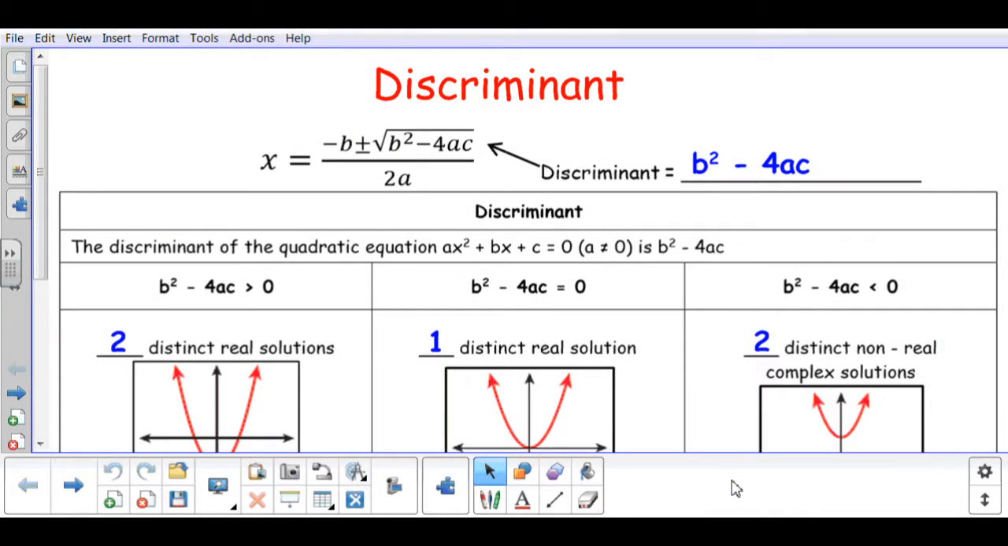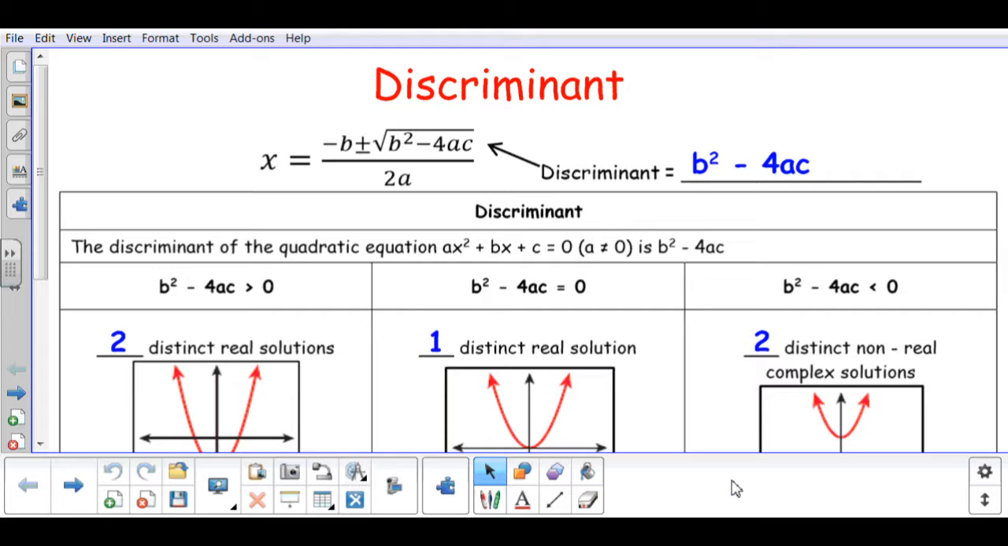The discriminant is part of the quadratic formula that allows us to determine how many zeros or how many solutions we are going to have to our quadratic expression. So the part of the quadratic formula that we are using is the b squared subtract 4 times a times c. So the a, b, and c values still come from the quadratic expression itself.